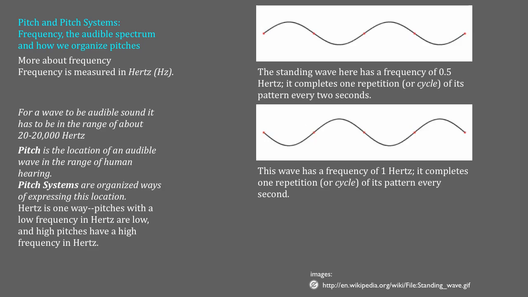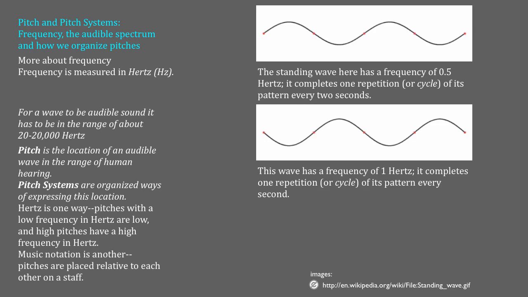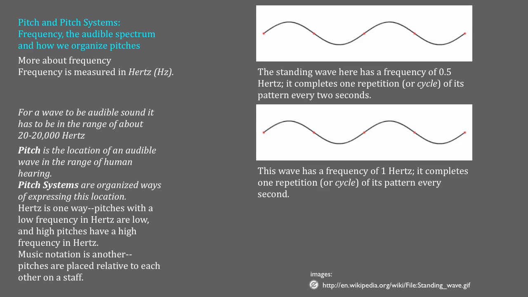And high pitches that we define as high have a high frequency in hertz, like that 4,186. Music notation is another way to express a pitch system. Pitches are placed relative to each other on a staff, with lower pitches being lower down on a staff and higher ones being higher up. So now we have some basic usable definitions for sound, wave, and frequency.